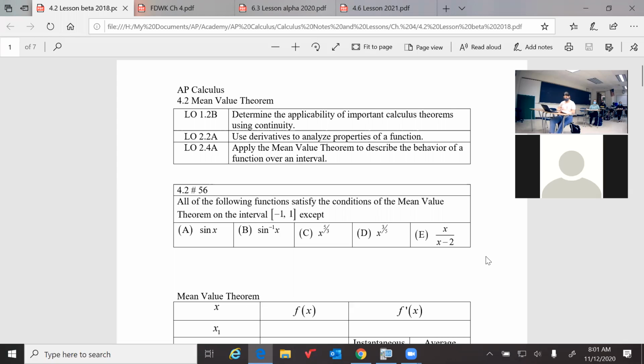Because the interval is -1 to 1. So that would be a problem if the interval was -2 to 2 inclusive. But in that interval, you're fine. So it's one of the other choices, we'll come back to.